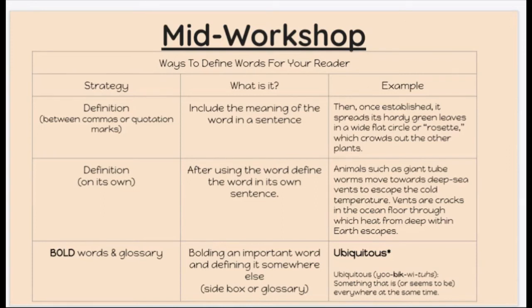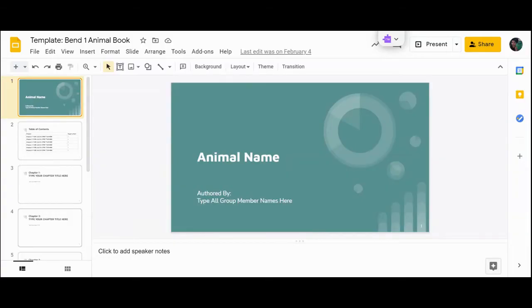I want to take a quick moment before I send you off to show you how when you're ready, you're going to start typing your chapter today. Okay, so this is what your Bend 1 animal book is going to look like. It's important to remember that you and all of your group members will be working in the same slides presentation. So you're going to need to be respectful of everyone else's work and make sure you're working on your slide. So you'll have a spot to type your animal name and who it's authored by. In this case, all of your group members.